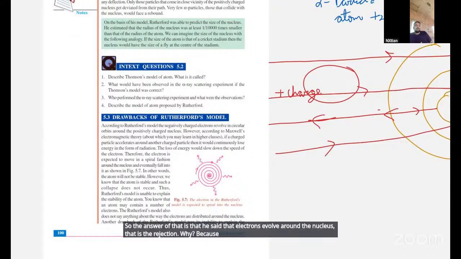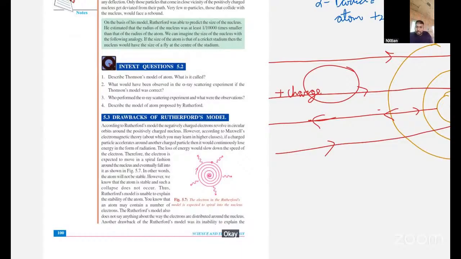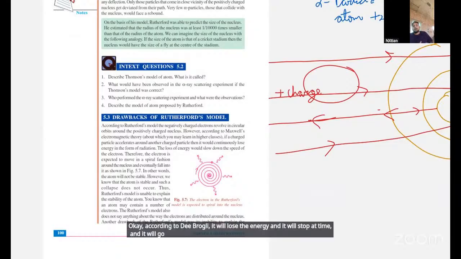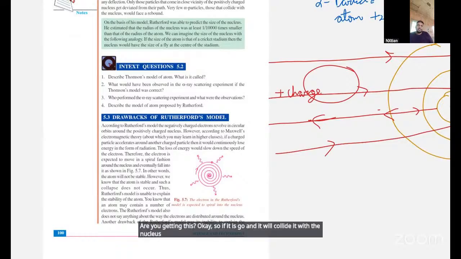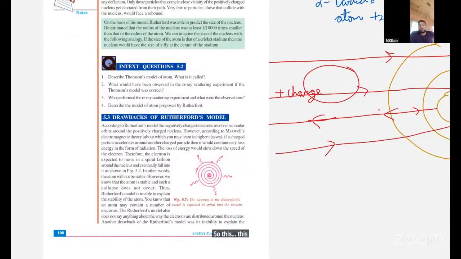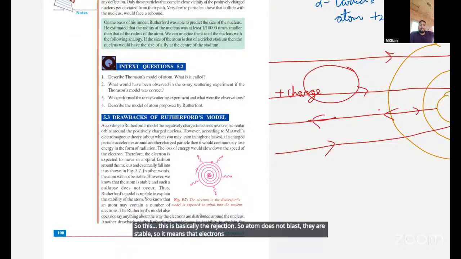Why? Because if it is moving, it will radiate energy and it will lose the energy, according to de Broglie. It will lose the energy and it will stop at some time, and it will collide with the nucleus, as you can see in the diagram. Are you getting this? If it collides with the nucleus, which has positive charge, negative and positive charge are colliding, hence a blast will happen. So this is basically the rejection. Atoms do not blast, they are stable. So it means that electrons are not falling into the nucleus.